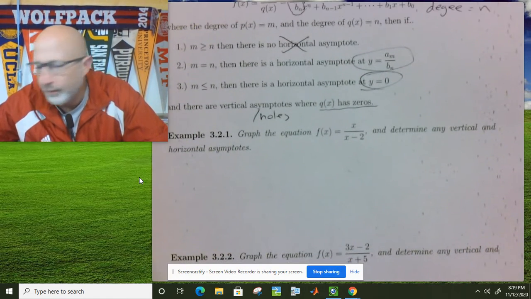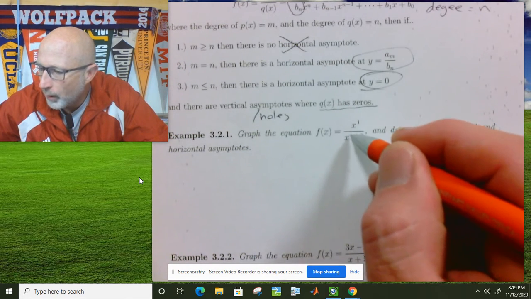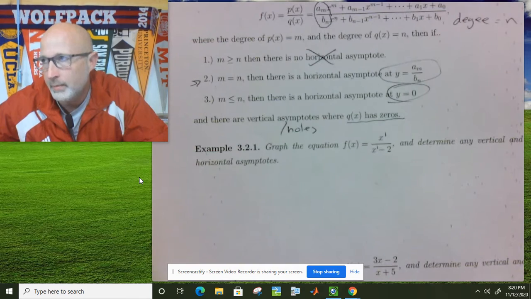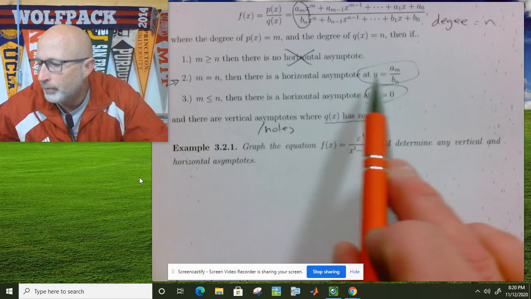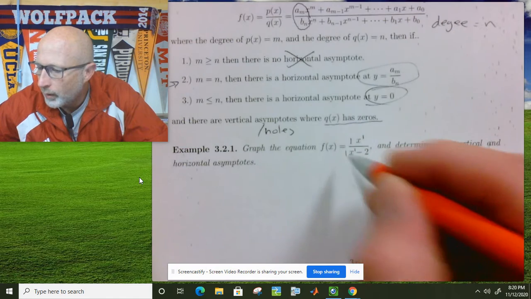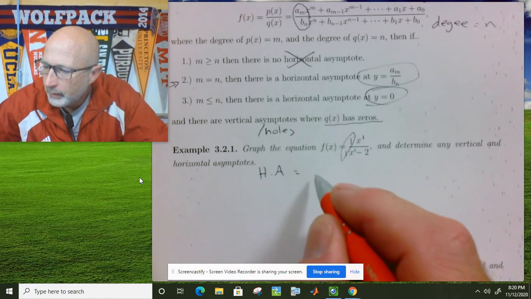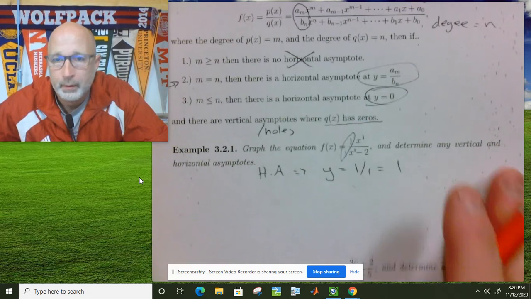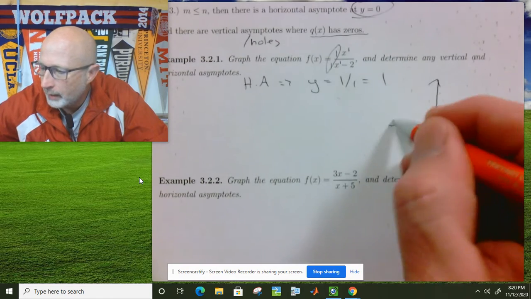So the first thing I want to do is figure out what the degree of the top is and what the bottom is. If you notice, the degree of the top is 1, the degree of the bottom is 1, and so we fit into this category of m is equal to n. Because of that, the horizontal asymptote is just going to be you take the leading coefficients. Well, there's a 1 in front of that x, there's a 1 in front of that x, so the horizontal asymptote, HA, is y is equal to 1 over 1, which is just 1. So I know I have a horizontal asymptote here at 1.